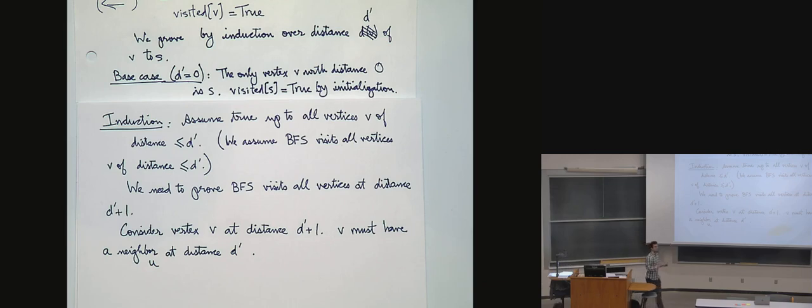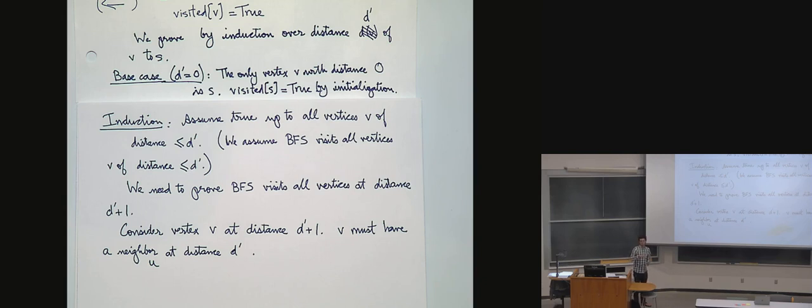Yes? That doesn't mean that the neighbor is the father, the parent? It does not mean it's necessarily, a good question. We don't know if it's a parent or not. It doesn't have to be. I'm not saying that it's the predecessor. I'm just saying there's some neighbor. But just because it has distance D prime, which is 1 less, I can apply the induction hypothesis on it.